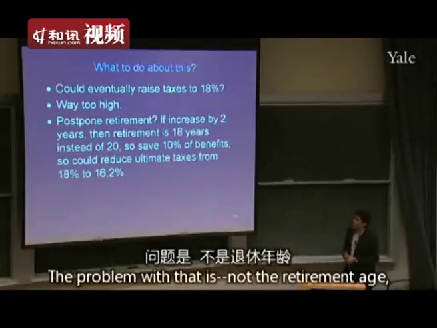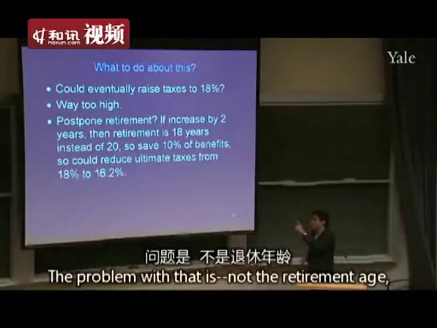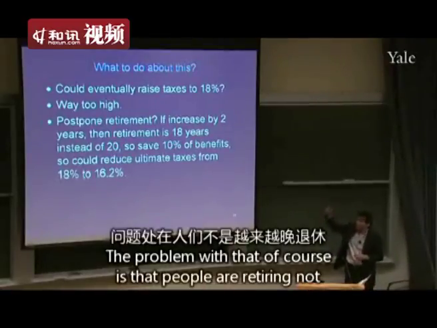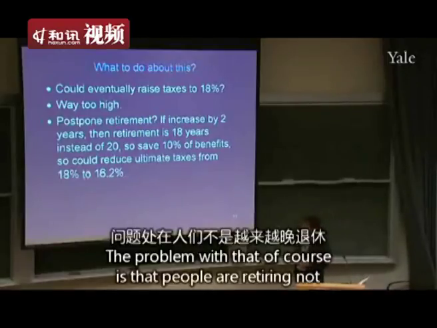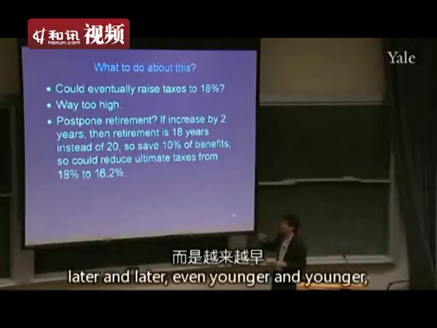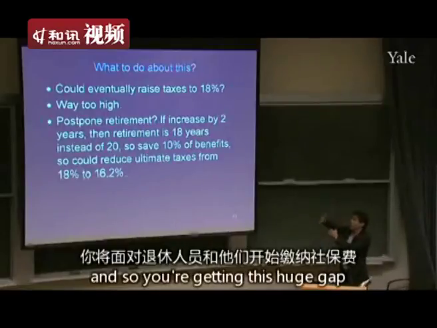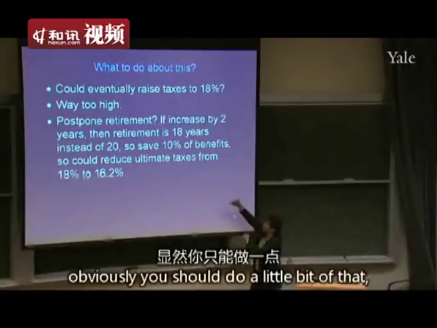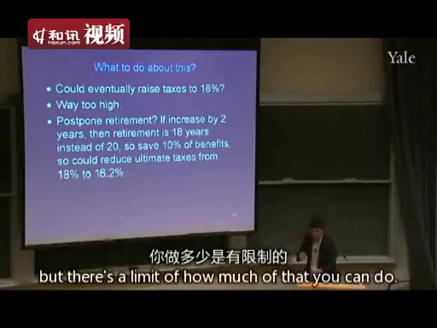The problem with that is, not the retirement age, the age you start collecting Social Security. The problem with that, of course, is that people are retiring not later and later, but even younger and younger, believe it or not. And so you're getting this huge gap between when people retire and when they start getting Social Security. So obviously you should do a little bit of that, but there's a limit to how much of that you can do.